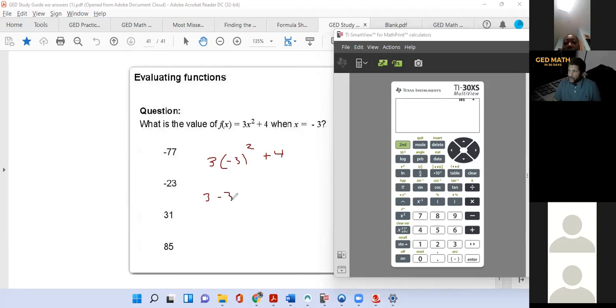3 times -3 squared plus 4. Again, my suggestion is to put that negative number in parentheses. Why? Because it helps you understand the order of operations. So here in the second version, it would say do exponents first. So 3 minus 9 plus 4. 3 minus 9 is -6, plus 4 gives you a -2.